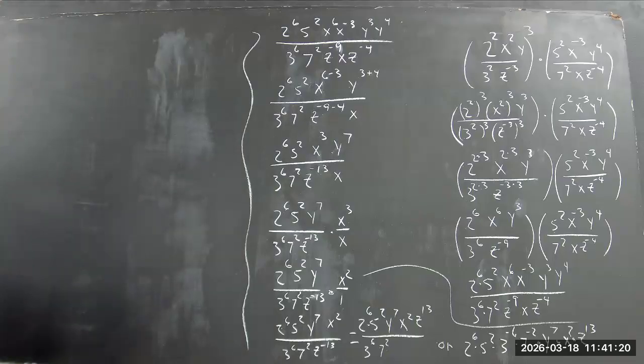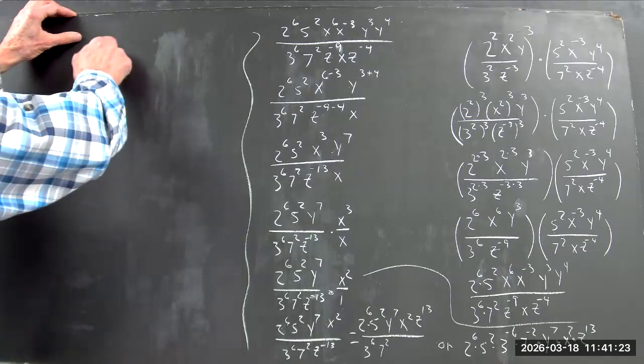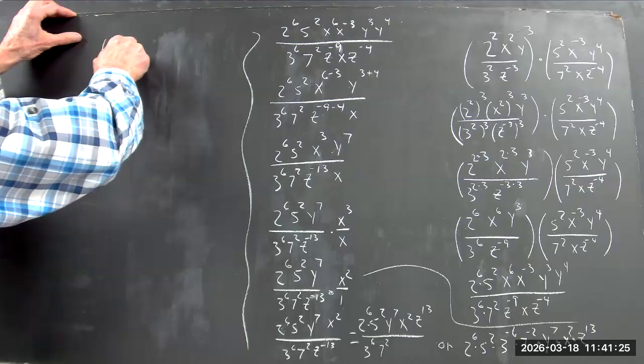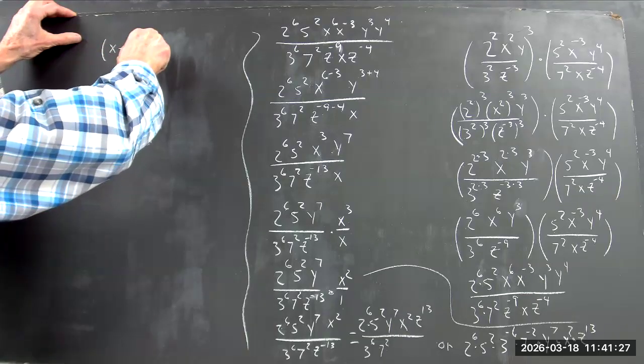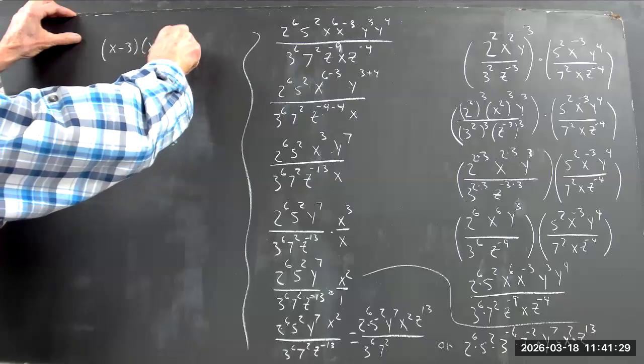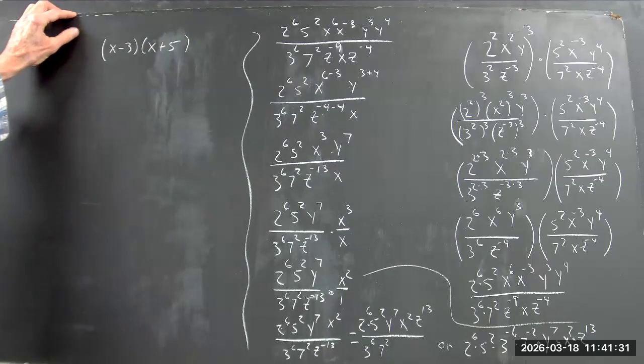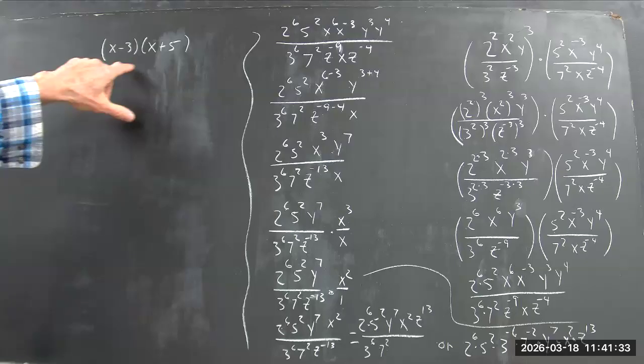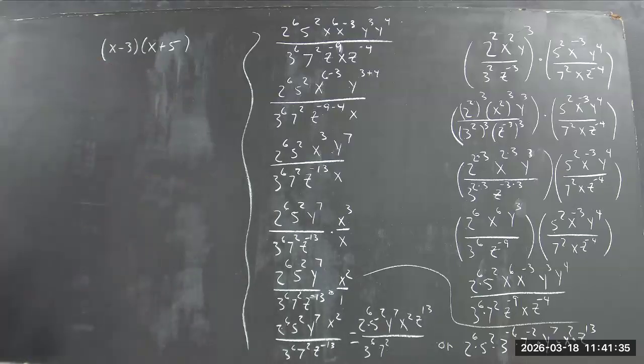First of all, can you multiply x minus 3 times x plus 5? Just jot on your paper what you think you get if you multiply x minus 3 times x plus 5.